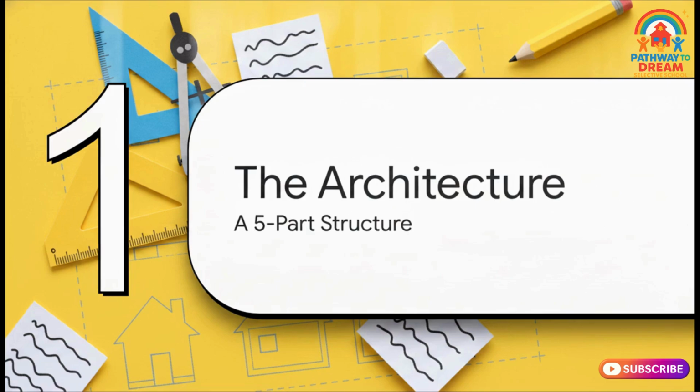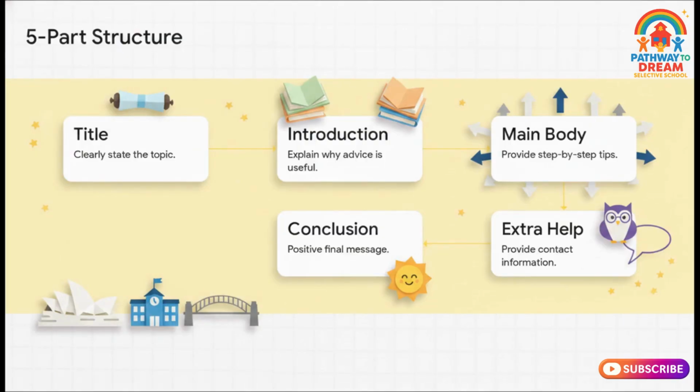Section 1. The architecture, a 5-part structure. Think of this as your absolute non-negotiable blueprint. Every great advice sheet needs 5 things. 1. A clear title that immediately announces the topic. 2. A short introduction that identifies the specific situation and why the advice actually matters. 3. The main body. This is where you drop 4 to 6 practical tips. 4. An extra help section, pointing the reader to more support. And 5. A positive conclusion that leaves the reader feeling totally reassured.